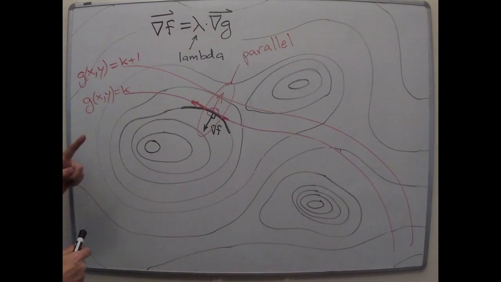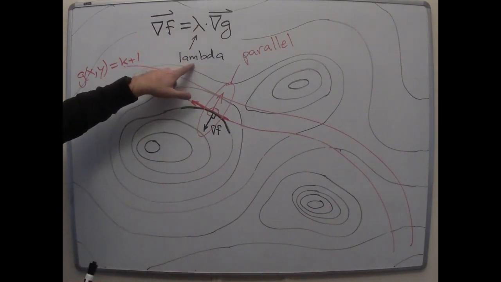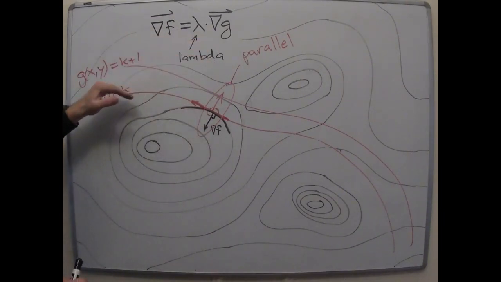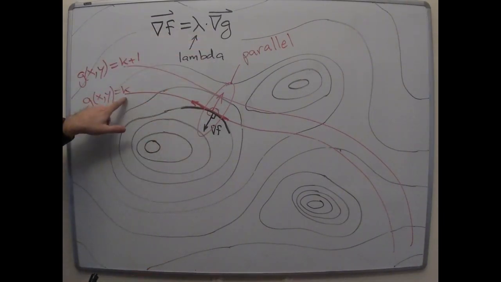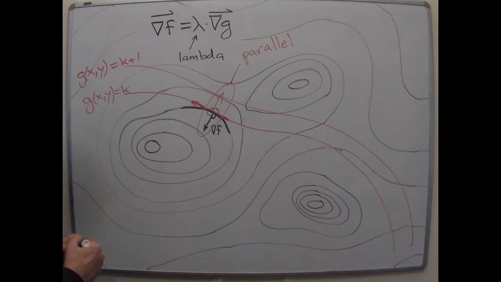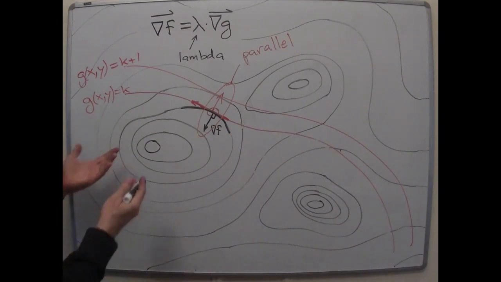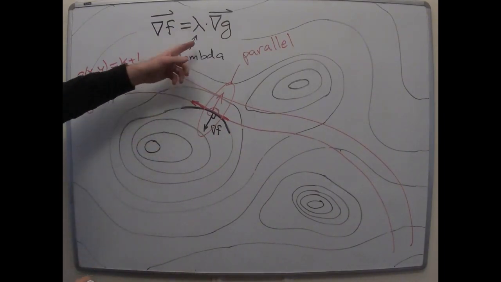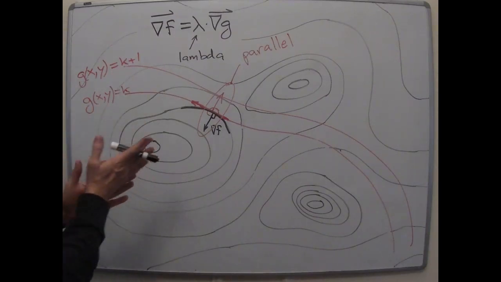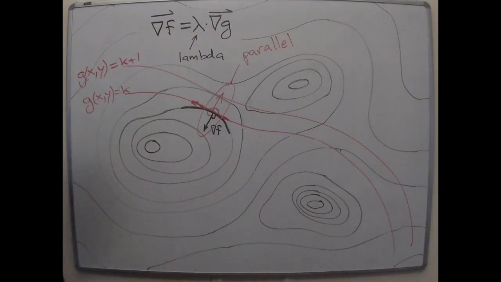Okay, so that's how the method works, basically. We're going to locate places where the gradient of the function and the gradient of another function, but really we're looking at the g equals a constant curve, are parallel. It's interesting that we care about them being parallel. I don't really care what lambda is. I just want to know that there is such a lambda, that the gradients line up.